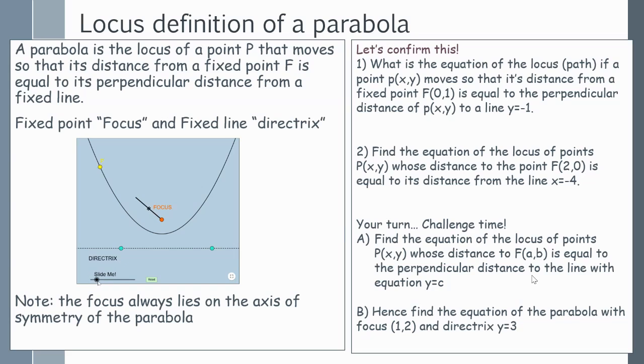Let's have a look. You can see here the distance from the focus to P is the same as the distance from P to my directrix line down the bottom. As I move P along in the form of a parabola, those two distances remain equal, getting smaller and then bigger. We're going to do a few examples to confirm that this is actually correct.